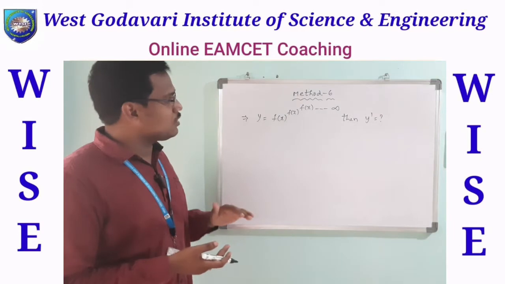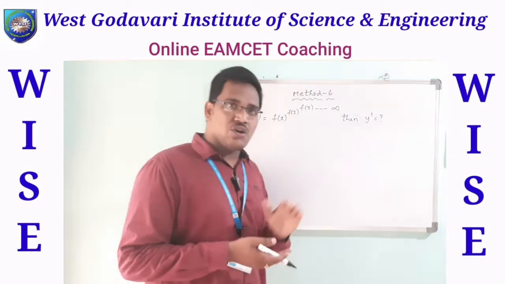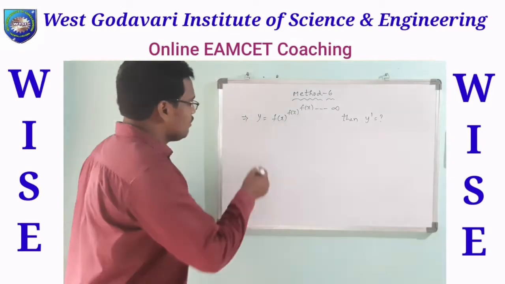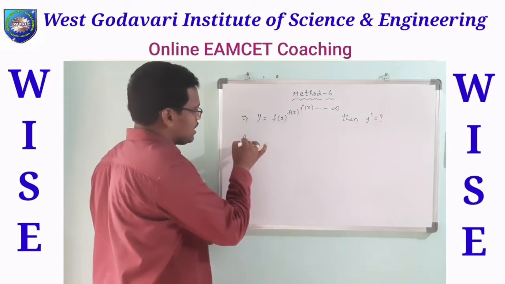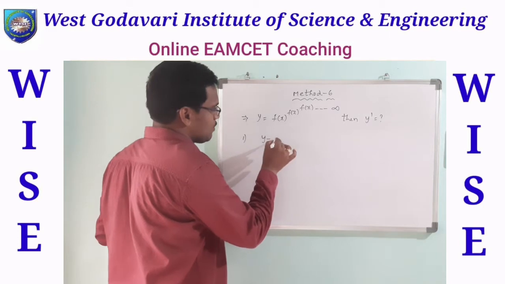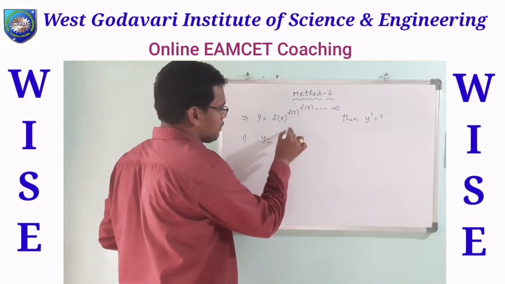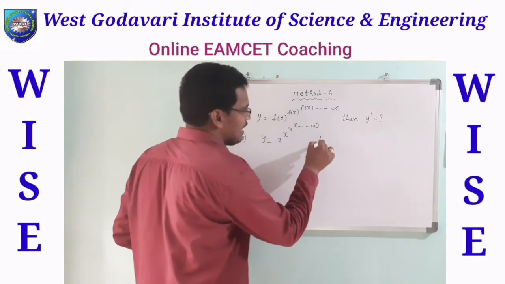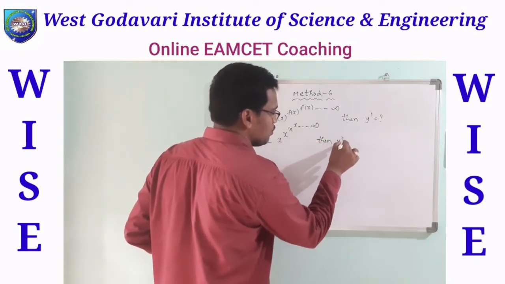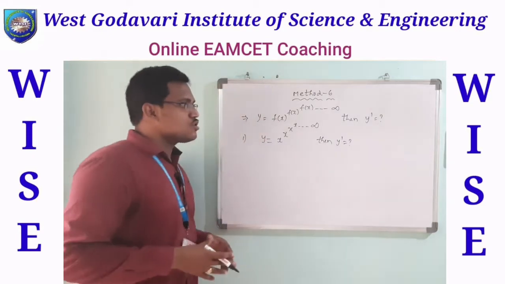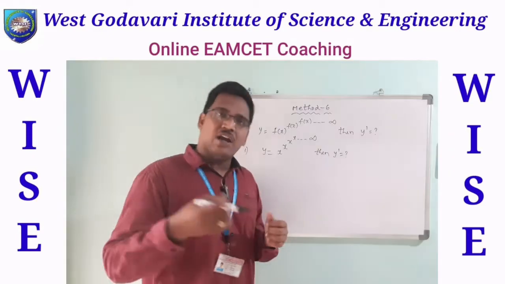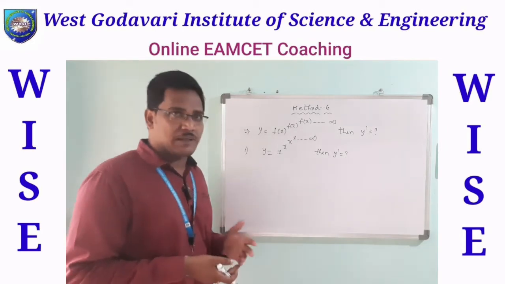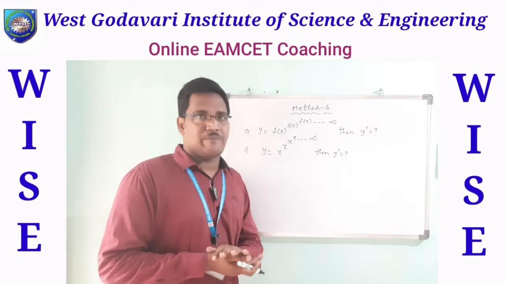But before doing the shortcut trick, just know how it can be done traditionally. So let us take one example regarding this form. Suppose y is equal to x to the power of x to the power of x to the power of and so on to infinity, then y dash is equal to? So how to solve this by using the traditional method? Traditional method means the normal way.